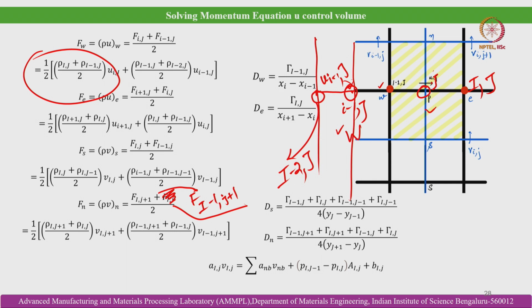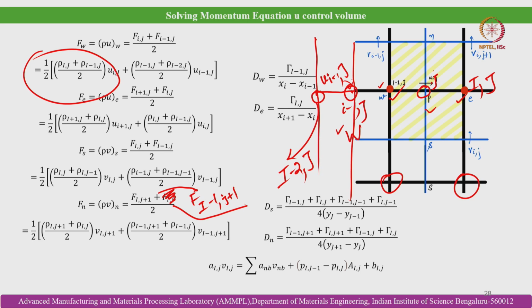That means Γ(I-1, j). So, here we are taking the average for this point, this point, this point and this point. Okay, so this is how we are treating it. Then it is Γ(I-1, J) plus Γ(I, J) plus Γ(I-1, J-1) plus Γ(I, J-1), divided by 4 times y_J minus y_{J-1}.